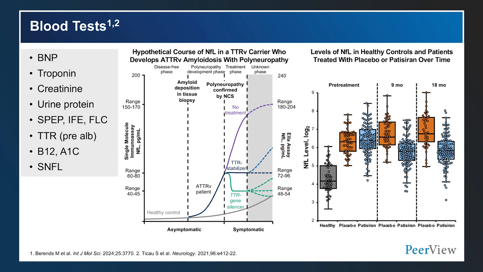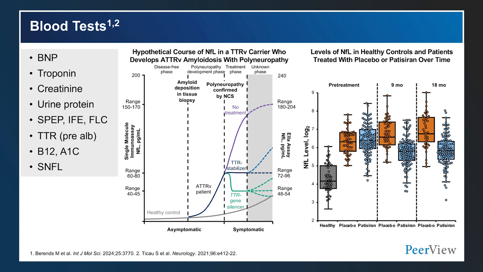Neurofilament light chain is a marker that's been looked at very closely in amyloid with neuropathy. This was a paper looking at multiple different papers, specifically looking at neurofilament light chain with amyloid. They found that there were slightly higher levels of neurofilament light chain in patients with a positive mutation but without manifestations of disease. That number also increases over time, and notably once a patient is started on a stabilizer or a silencer, the neurofilament light chain either stabilizes or actually reduces over time.